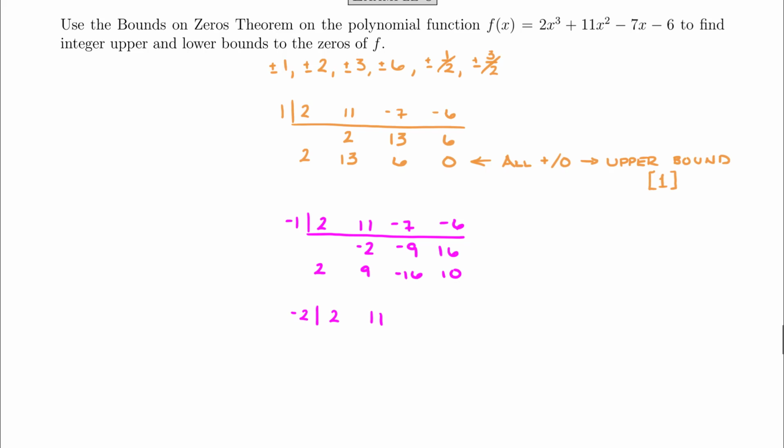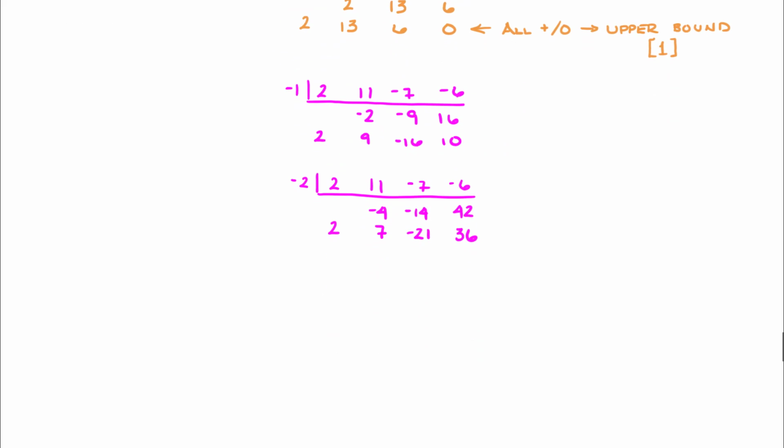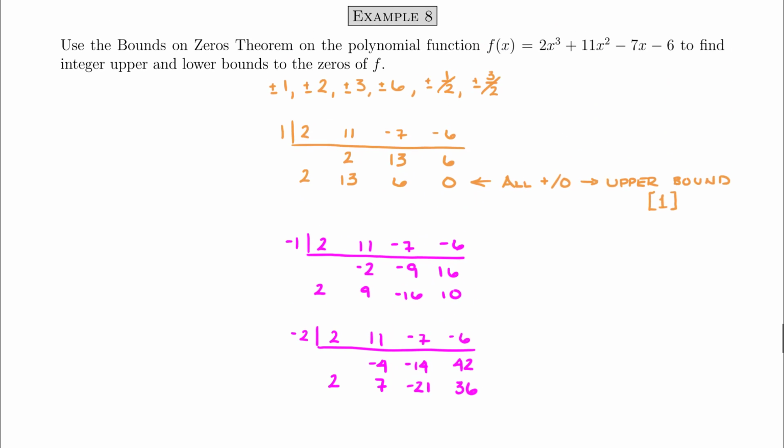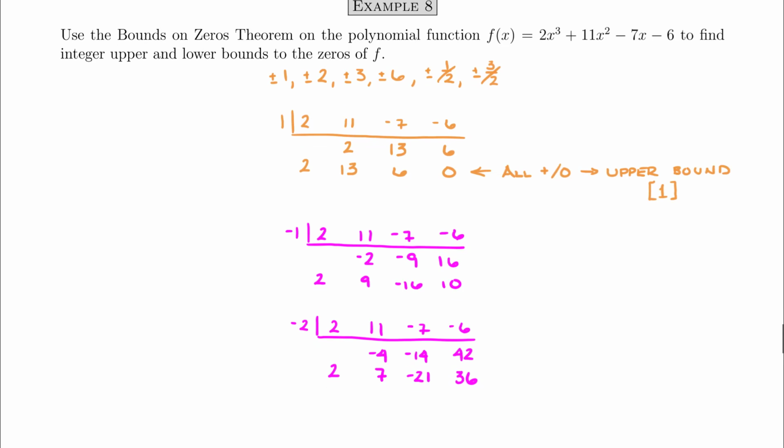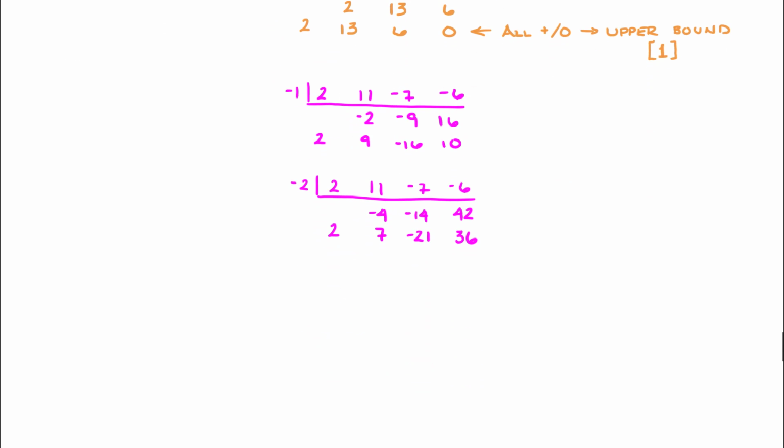And we're going to do the synthetic division again. Positive, positive, negative, positive. Again, we don't have alternating signs, and we can keep going through until we get to the very last integer value, which is -6. And even when we try -6, it still doesn't work. So what does that mean? What do we do at that point? We haven't found a lower bound.